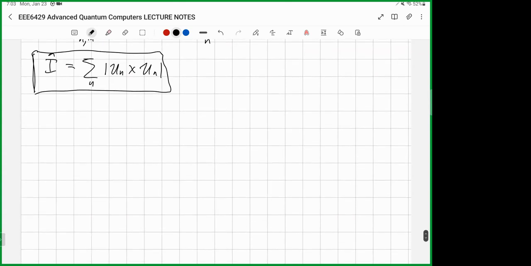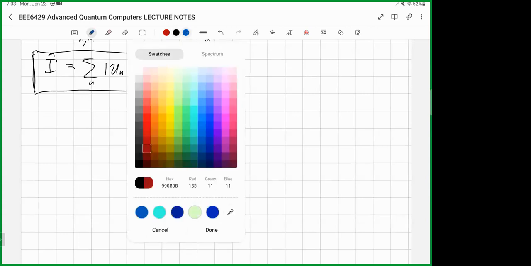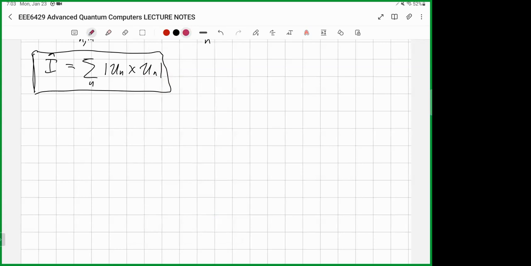Next, find the trace. But before that, let me tell you what the trace operation is. So the trace, let's choose another color, maybe like this. Trace, the trace of an operator.